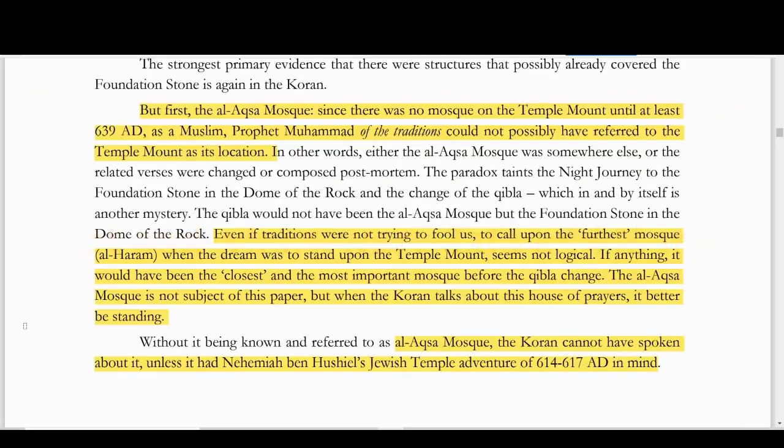But first, the Al-Aqsa Mosque. Since there was no mosque on the Temple Mount until at least 639, as a Muslim, Prophet Muhammad of the traditions could not possibly have referred to the Temple Mount as its location. In other words, either the Al-Aqsa Mosque was somewhere else, or the related verses were changed or composed post-mortem. The paradox taints the night journey to the foundation stone in the Dome of the Rock and the change of the Qibla, which in and by itself is another mystery. The Qibla would not have been the Al-Aqsa Mosque, but the foundation stone in the Dome of the Rock.